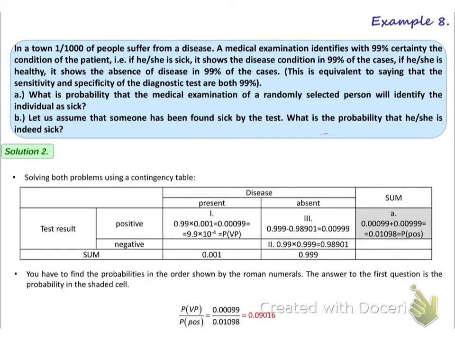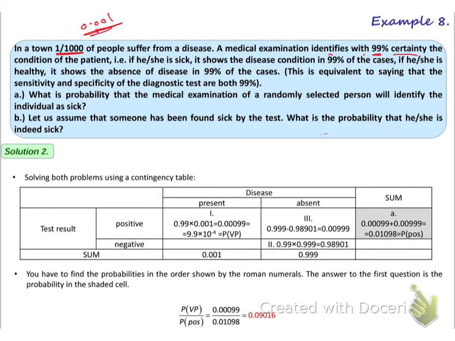So coming to the last example in this seminar, here it says that in a town 1/1000, so 1 out of every 1000, so 0.001, of the people suffer from the disease. So it is already known that 0.001 has the disease. A medical examination identifies the condition of the patient with 99% certainty. So if he has the disease, the fraction is 0.001.